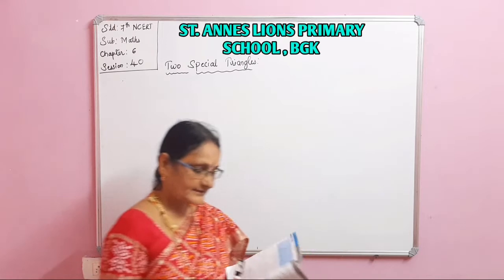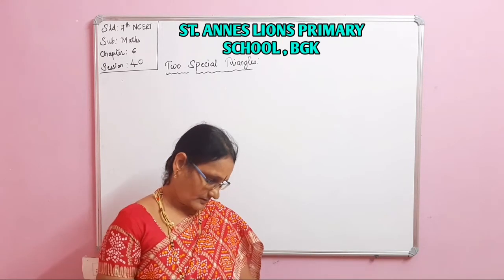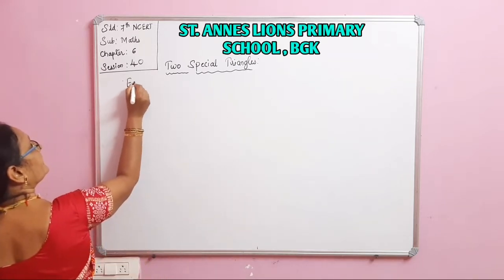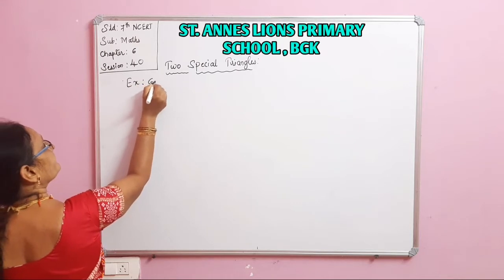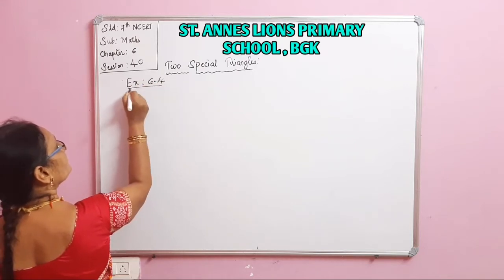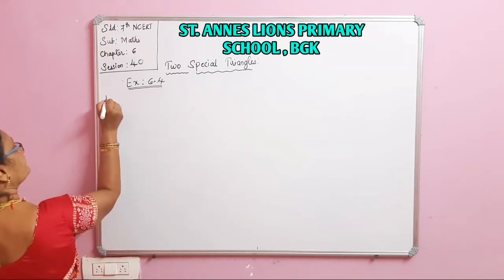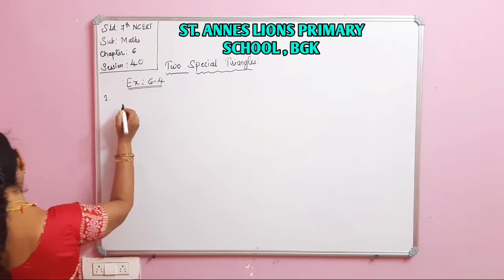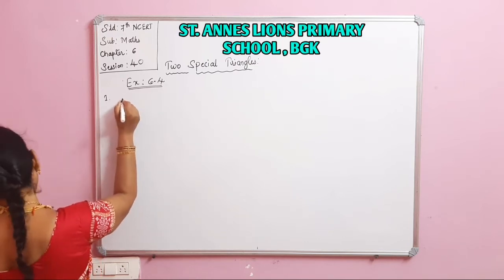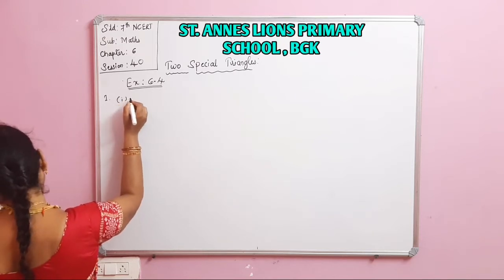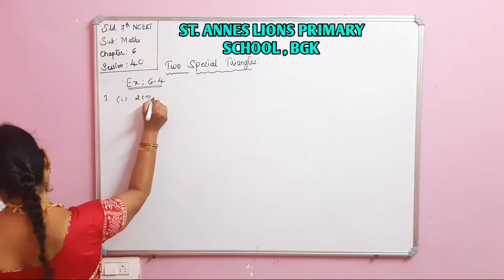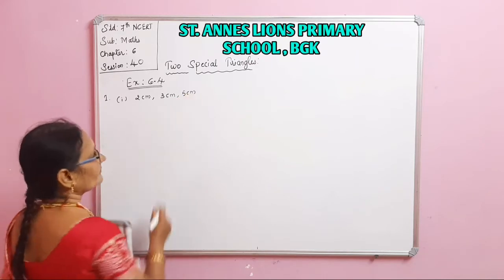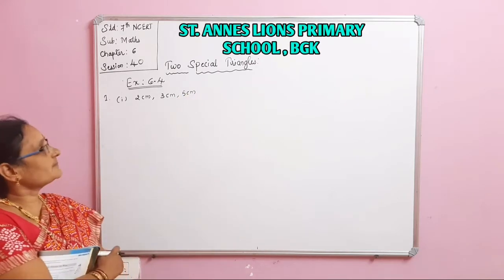Now exercise 6.4. First one. Is it possible to have a triangle with the following sides? You take the heading. First one: 2 centimeter, 3 centimeter, 5 centimeter. Just now I explained to you whether it is possible to construct or not.